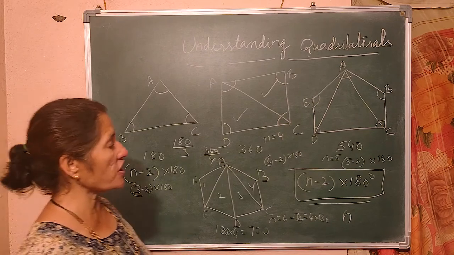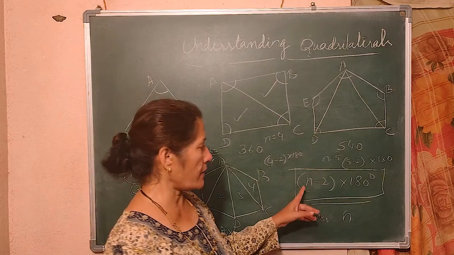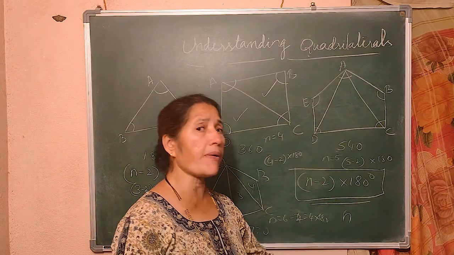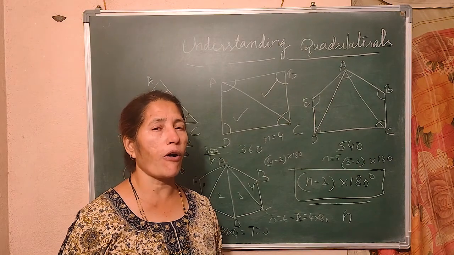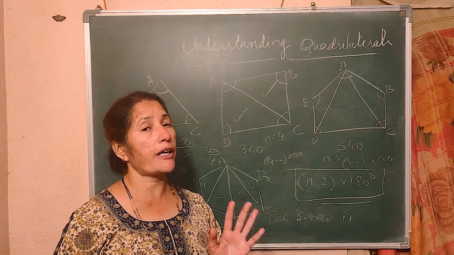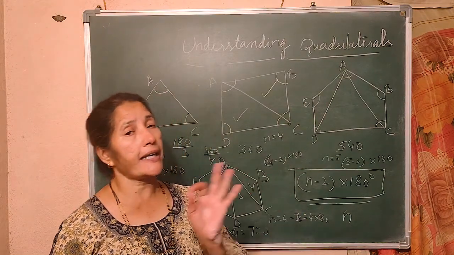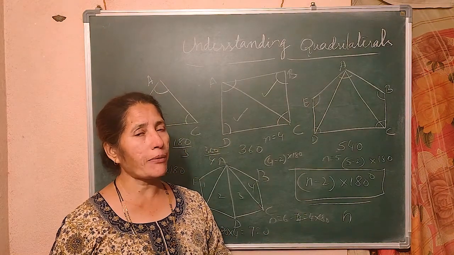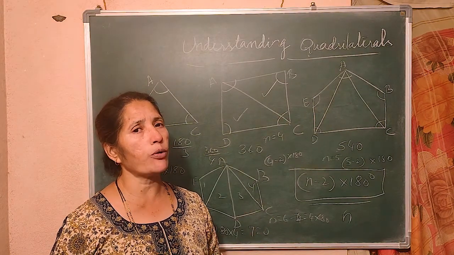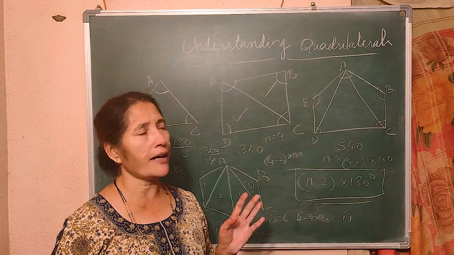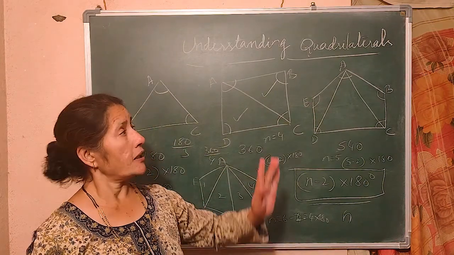So the measure of each interior angle in a regular polygon only is (n minus 2) into 180 divided by n. You understand? So that is the meaning of regular polygon. You understood what a regular polygon is? If they are equiangular and equilateral. Lateral means all the sides are also equal. Then it is called a regular polygon. Is it clear?